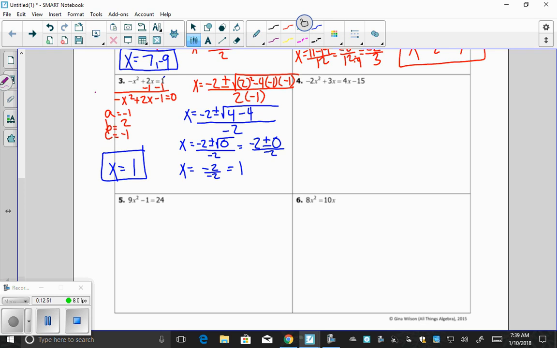Number 4. I still have to move everything over. Move the 4x and the 15. Or I'm sorry, the negative 15. So I have to subtract the 4x and add 15. And I'm going to add it right here because I ran out of room. So I'm going to be left with negative 2x squared. Combine your like terms. So it's going to be negative x plus 15 equals 0, because those cancel out.